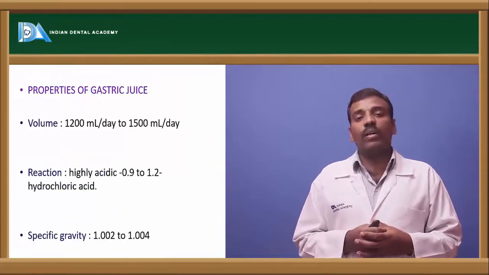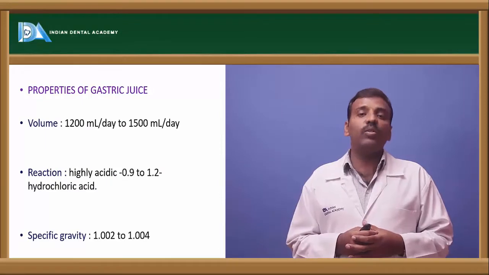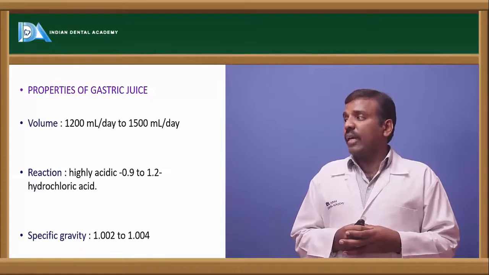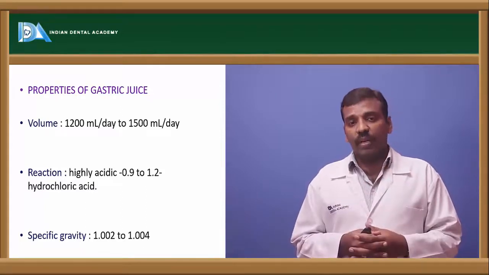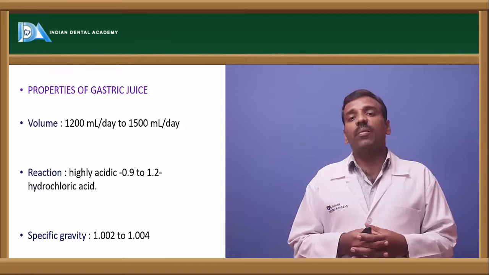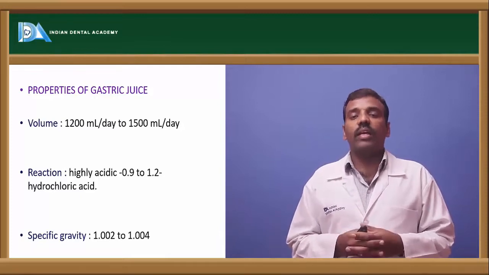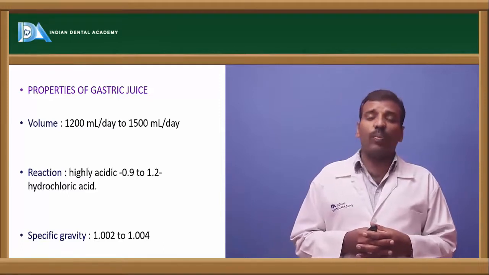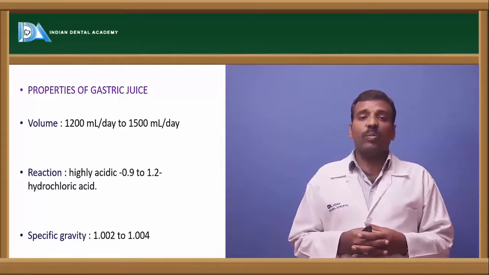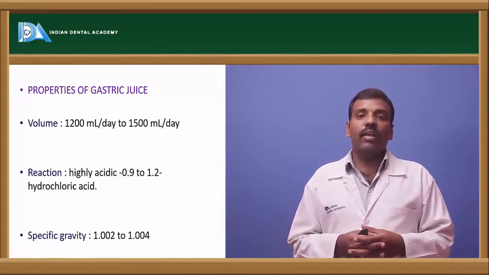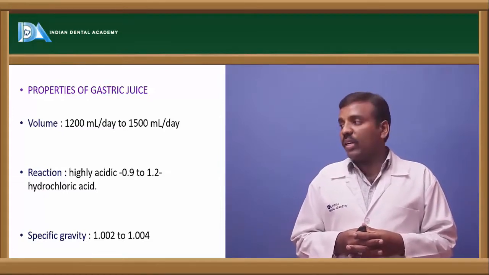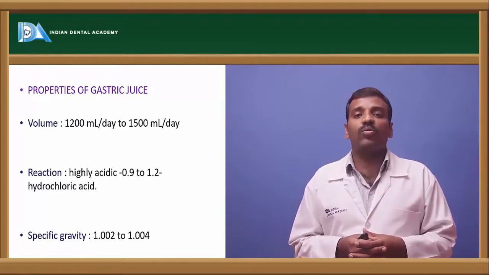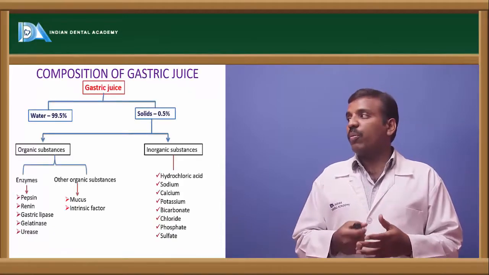And next, the properties of the gastric juice produced by the stomach. The volume is about 1200 ml to 1500 ml per day. And next is the reaction: it is highly acidic, with a pH of 0.9 to 1.2, because of the hydrochloric acid present in the gastric juice. And next, the specific gravity is about 1.002 to 1.004.